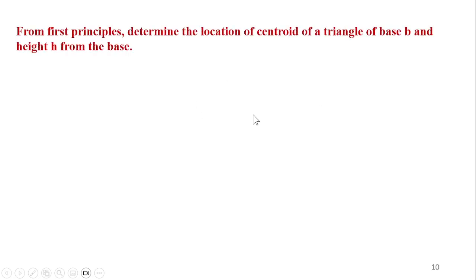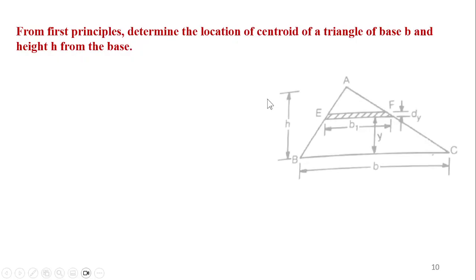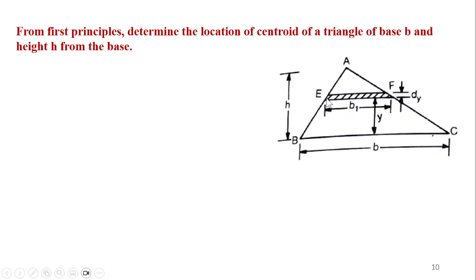Let me start with the basic ones which we have already dealt with. If you recall, finding the location of the centroid of a triangle of base b and height h from the base. We have considered a small elemental strip, and for this I am trying to find out the area. It represents a similar triangle principle, so using that principle we find the required details.